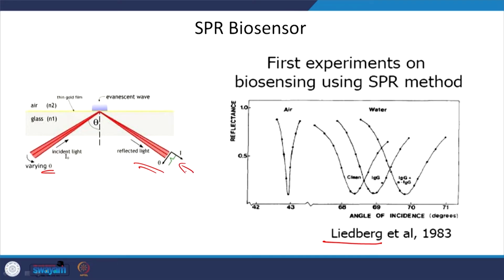That is what he did, and you can see that for immunoglobulin G, 2 different samples had 2 different resonances. So, this was the first report on biosensing using SPR.